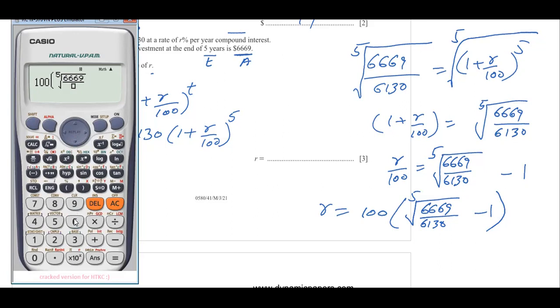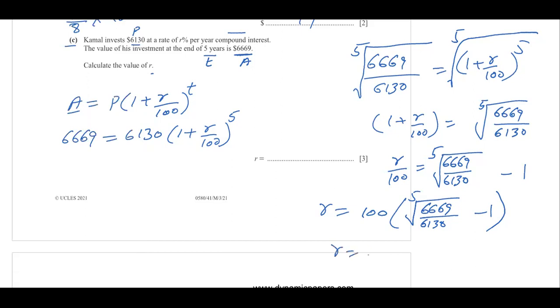6669 divided by 6130 minus 1. Calculate that, you are getting 1.699. That I can make 1.7% by rounding, approximately 1.7%. So finance question, quite easy.